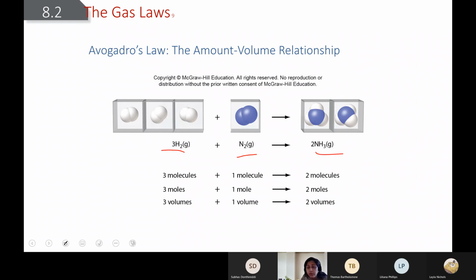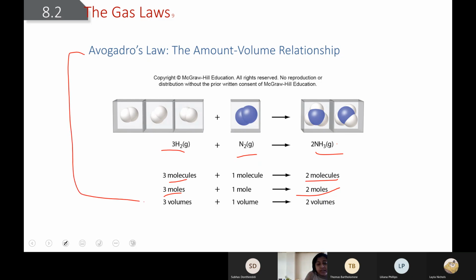From the stoichiometry we learned in our last chapter, we know we can relate the amounts of the different substances by the stoichiometric ratio that we obtain from a balanced chemical equation. So I would say 3 molecules plus 1 molecule give 2 molecules of ammonia, or 3 moles of hydrogen plus 1 mole of nitrogen gives 2 moles of ammonia.